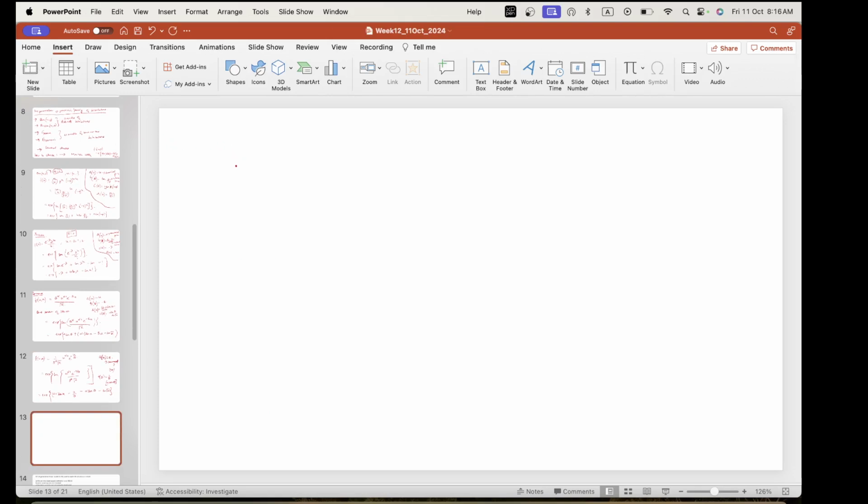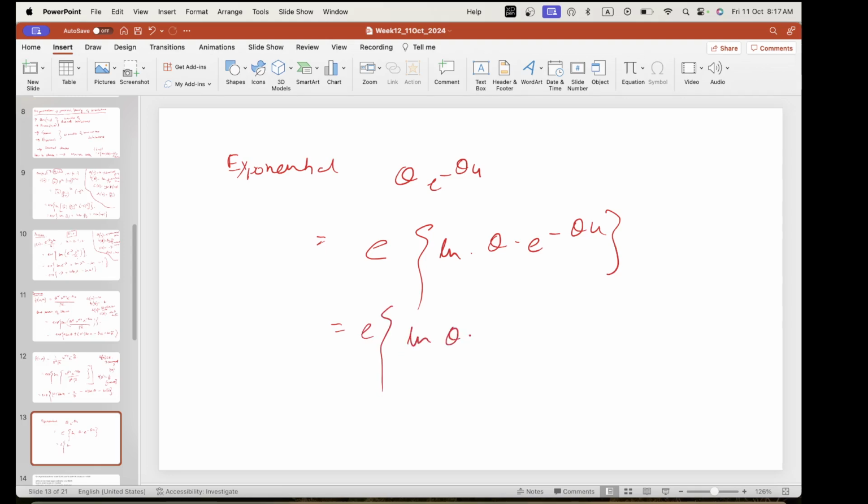Okay, if you have something like the exponential, theta e to the power minus theta u, so this would be e to the power ln of theta e to the power minus theta u. So this would be e to the power ln theta minus theta u. Okay, so in that case, AU equal to u, B theta equal to minus theta, C theta equal to ln theta, and DU equal to 1.